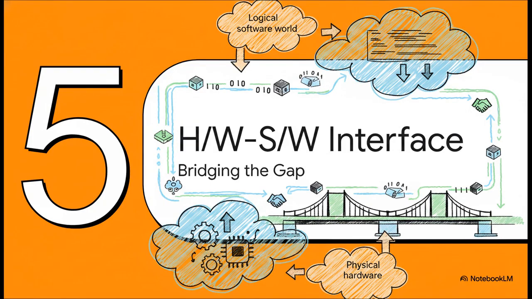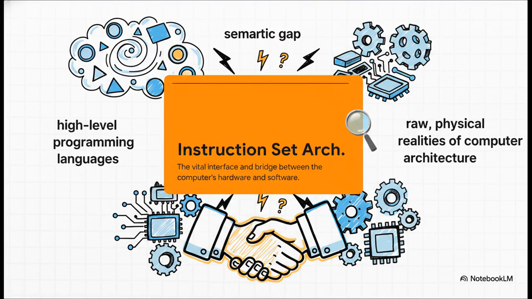Section 5, the hardware-software interface, bridging the semantic gap. So, our sources describe this fascinating concept called the semantic gap. It's basically the huge, daunting difference between the abstract operations provided in high-level programming languages and the raw physical realities of computer hardware. To bridge this gap, we use the Instruction Set Architecture, or ISA. The ISA isn't just an interface, it's a strict treaty between the software developers who write the code and the hardware engineers who build the silicon. It defines the exact vocabulary the hardware understands. Without defining the ISA first, you simply cannot initiate the design of either the hardware or the software.